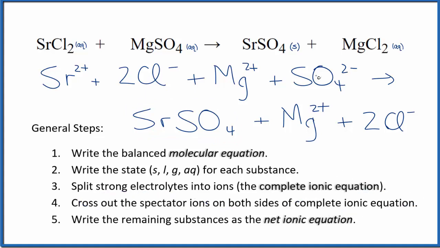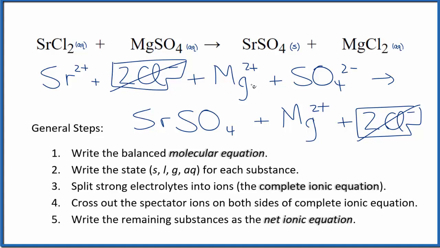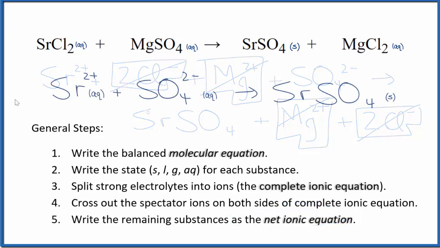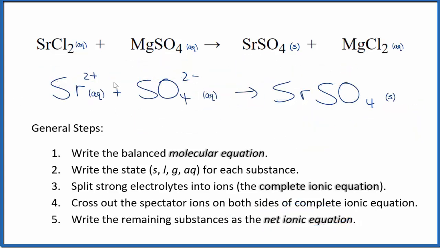In the reactants, I see two chloride ions right here, and again in the products, so we can cross those out. They haven't changed. They're spectator ions. I also have a magnesium ion right here, and again in the products, a spectator ion, so we cross that out. What's left is the net ionic equation for strontium chloride plus magnesium sulfate. I'll clean this up and write the states, and we'll have our net ionic equation. So this is the balanced net ionic equation for strontium chloride plus magnesium sulfate.